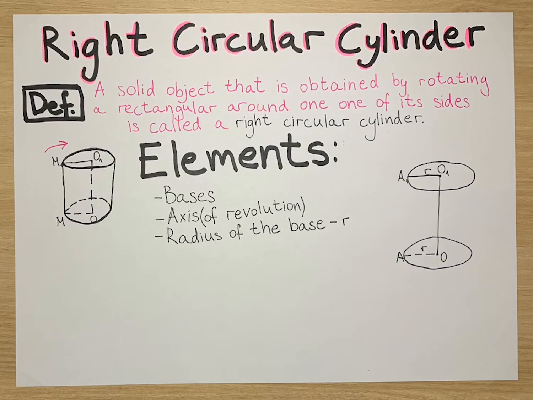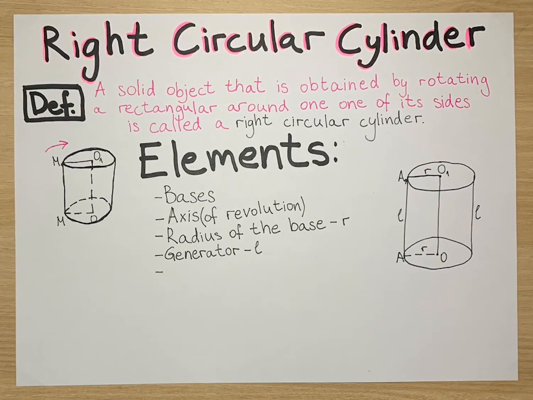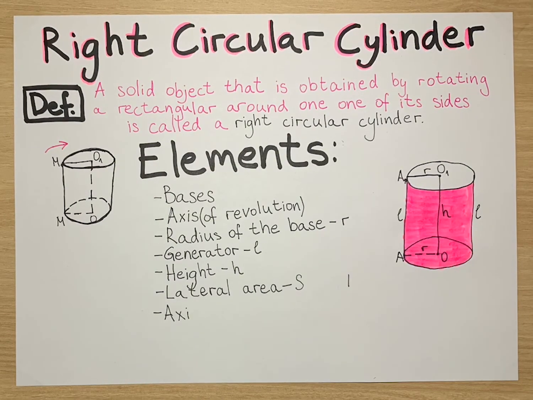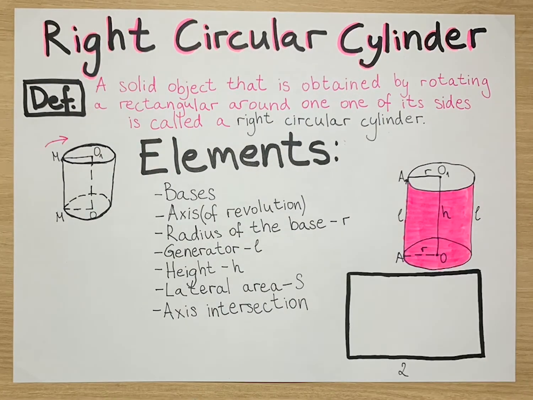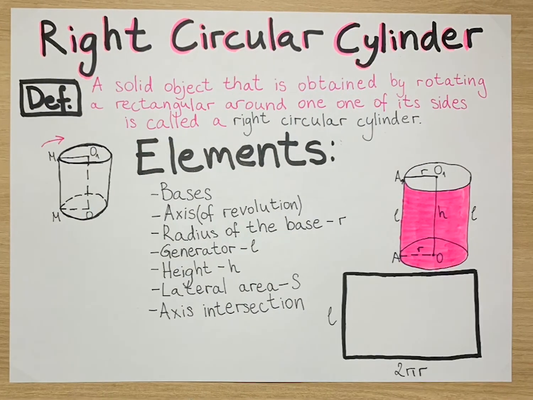base, which we mark with R, generator, which we mark with L, height, which we mark with H, lateral area, which we mark with S, and if we cut the lateral area of a cylinder along the generator AB and unfold it in a plane, we will get a rectangle with sides with the length of the base of the cylinder and the generator, because all of the generators are with the same length. This rectangle is called axis intersection, and as you can see, its sides are with lengths 2 times pi r and L.